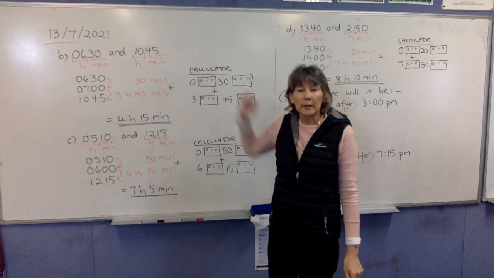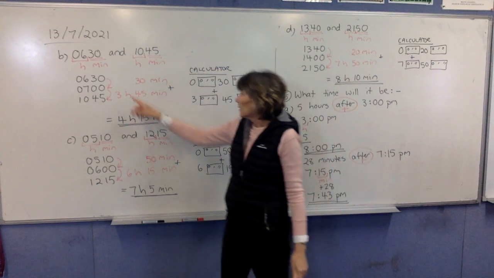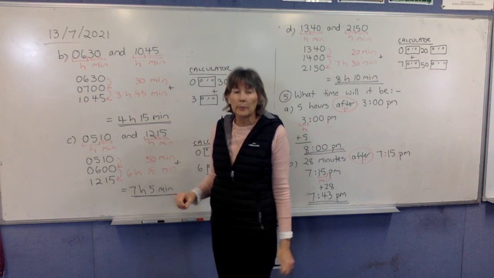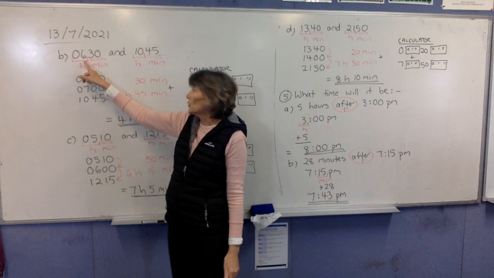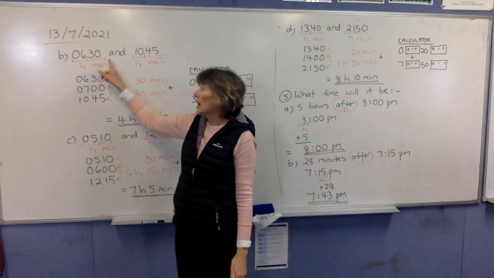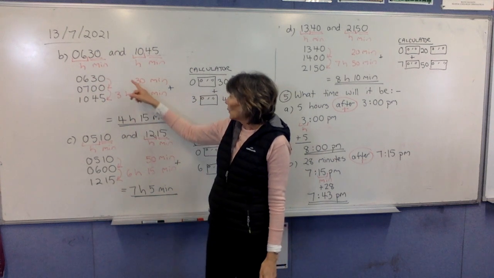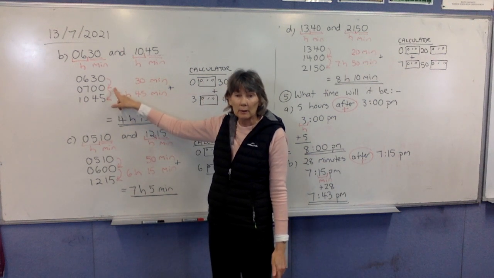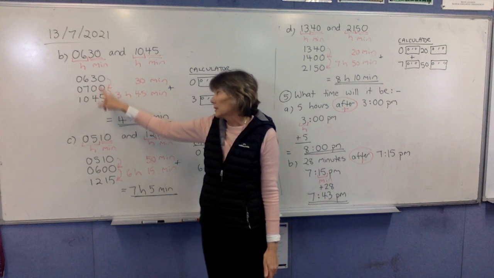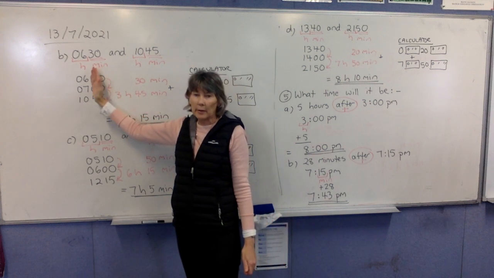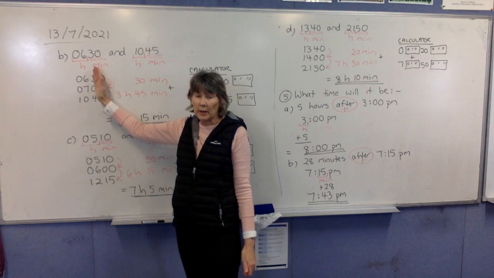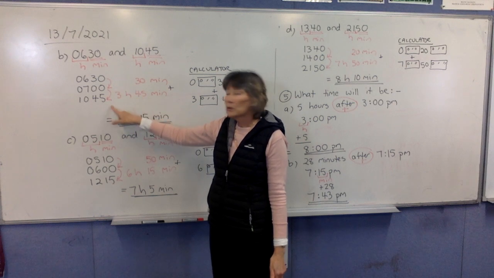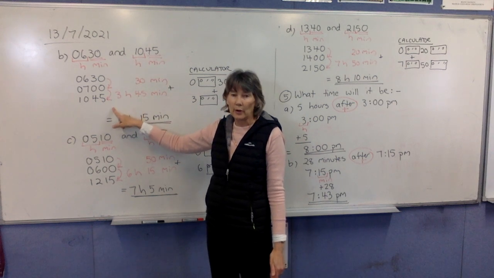Alright, so continuing on with our 24-hour time differences, we've got 0630 and 1045. Now remember, in 24-hour time, the first two digits are hours, the last two digits are minutes. Alright, so we're going to start at 0630, we're going to go to the nearest hour, which would be 0700. Remember, the nearest hour is taking us from the 06 to the 07. 0700. Then we can go straight to our last time, 1045.